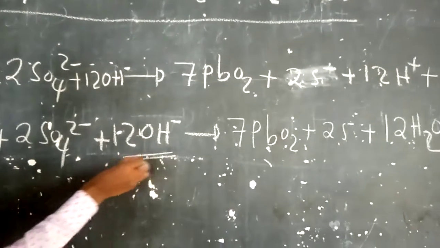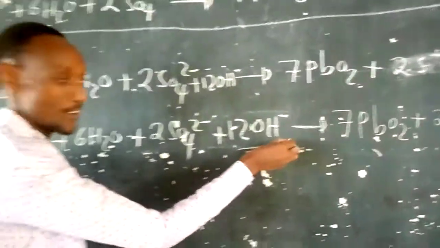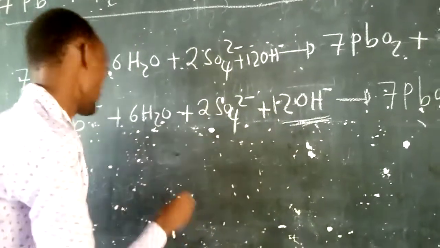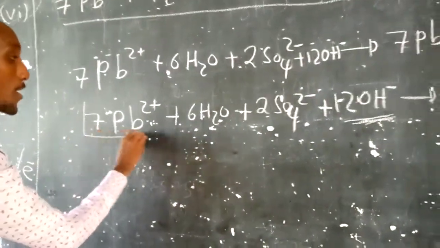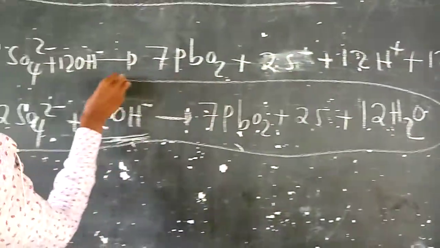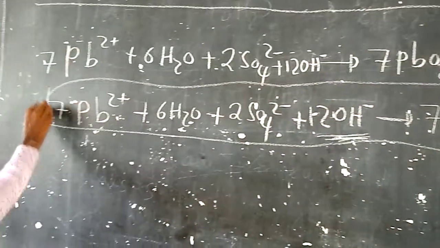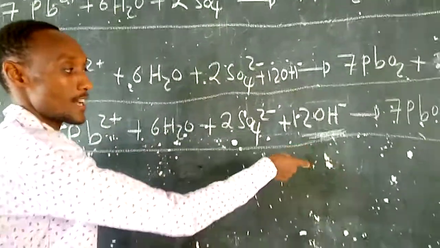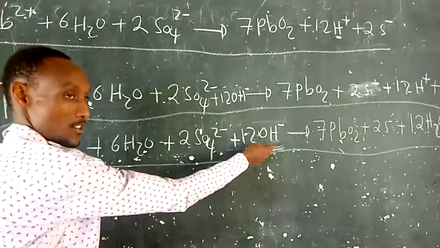When you look at our equation here, what appears is the hydroxyl, and this determines the basicity of our equation. So this equation was balanced in basic media. This is the overall balanced redox reaction in basic media, and what determines that this equation is basic is this hydroxyl group.